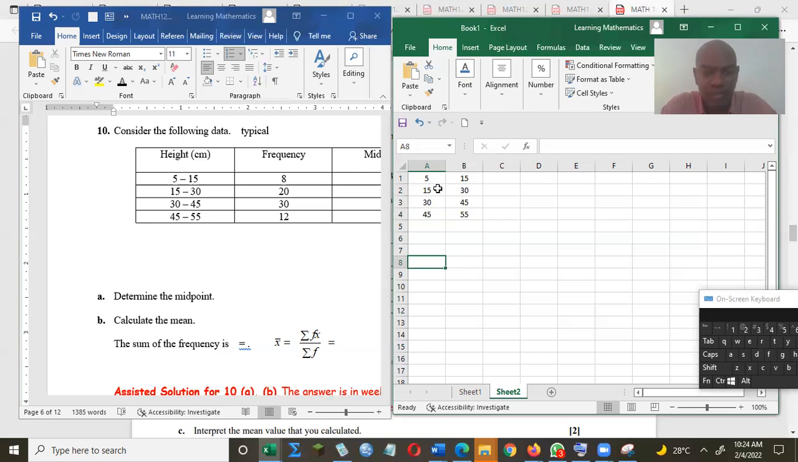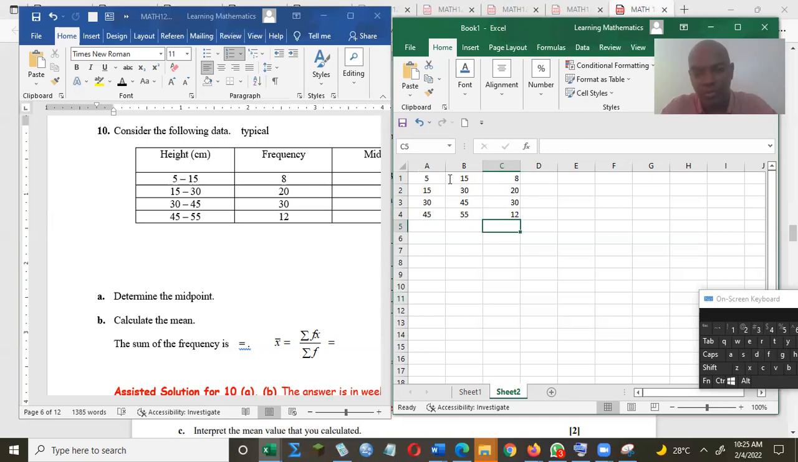So just transfer this to your Excel, and anything else lower down, you can use those numbers to do it. We can even put the frequency there one time, the 8, the 20, the 30, and the 12. Bam. Determine the midpoint.